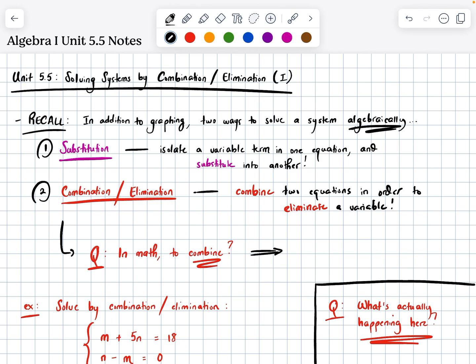Now, if I'm trying to combine two things in math, usually that tells me I'm using a particular operation. What do we usually use to combine things in math? Go, 10 seconds. 5, 4, 3, 2, 1.